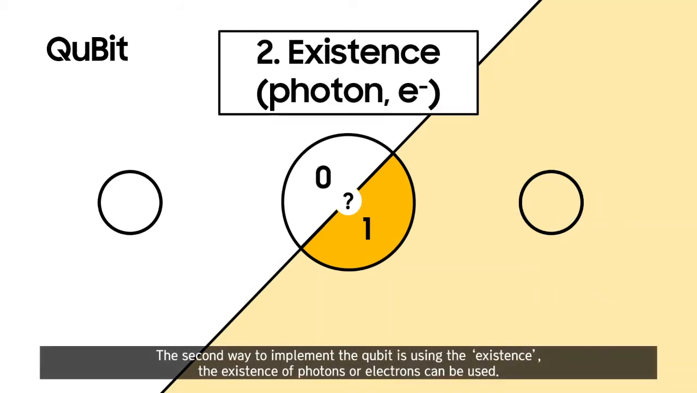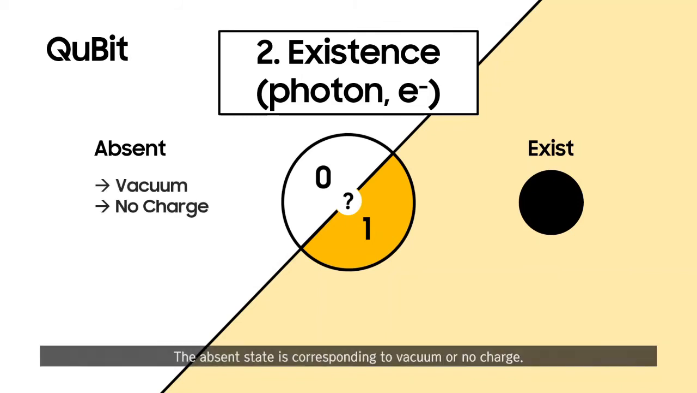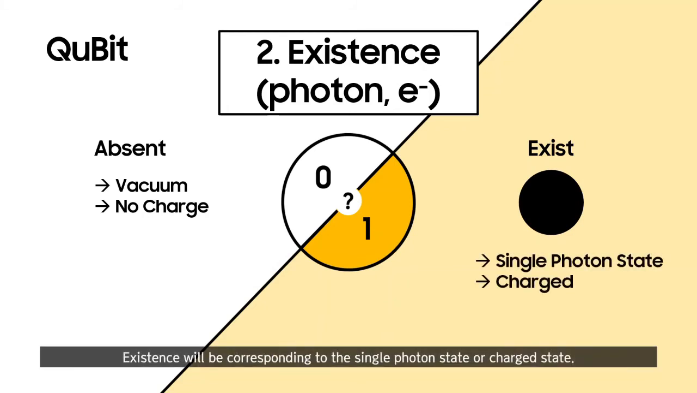The second way to implement the qubit is using existence. The existence of photons or electrons can be used. The 0 state will be the absence of them, and the 1 state will be the existence of them naturally. The absent state is corresponding to vacuum or no charge. Existence will be corresponding to the single photon state or charged state.